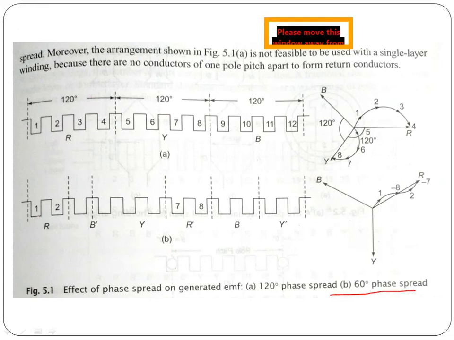So here we can see that R and Y belong to 1 and 2, then it starts with B dash, then 4 and 5 belong to Y, 6, then 7, 8 belong to R dash, then 9, 10 belong to B, and 11, 12 belong to Y dash. In that way we have divided into 60 degree phase spread.